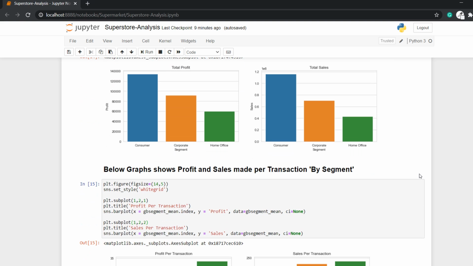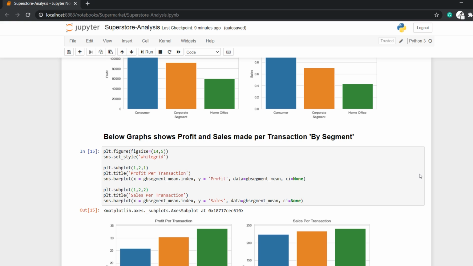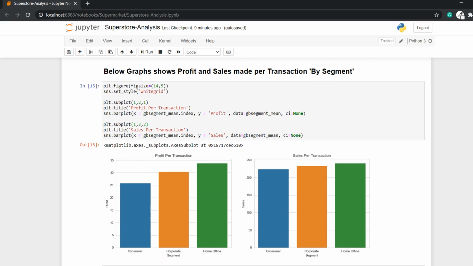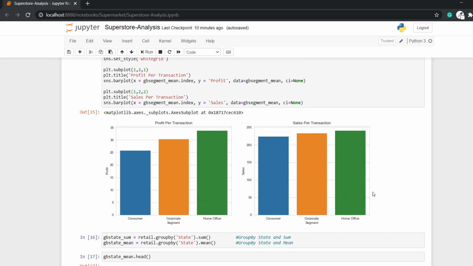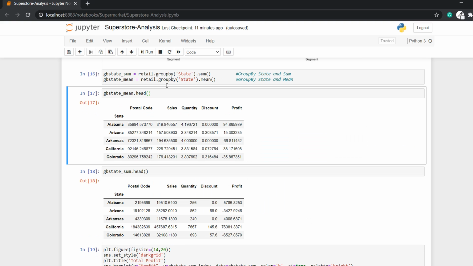Now when we see the profit and sales per transaction, we can see that the home office makes more profit per transaction than the rest of the two, and in the sales segment, home office is again the highest, but they are not far from each other. Now we are grouping the data by the state and calling the sum and mean methods on it and storing them in these particular variables.